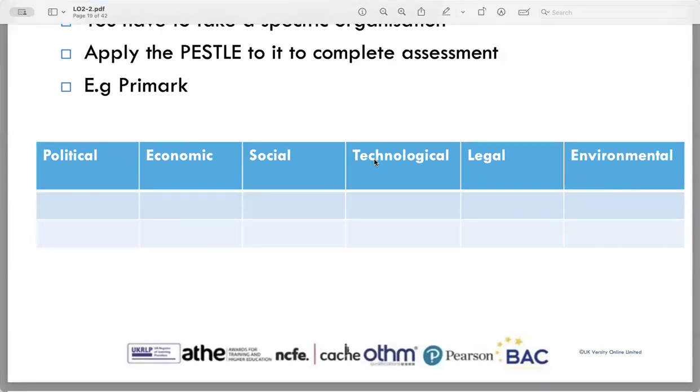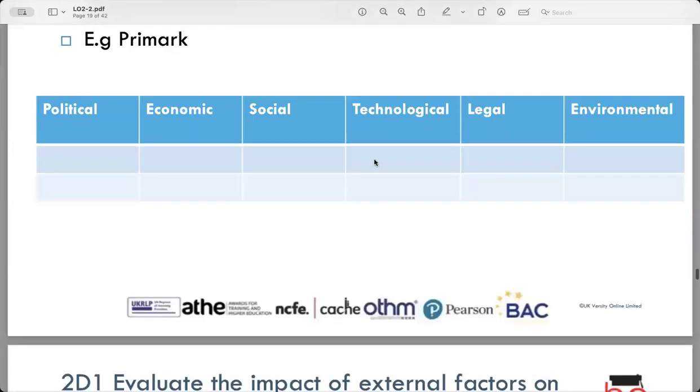Technological, explore how technology is used within Primark for efficiency and customer services. Legal, examine the legal aspects impacting Primark's compliance and business practices. Environmental, assess Primark's environmental practices and their impact on sustainability.